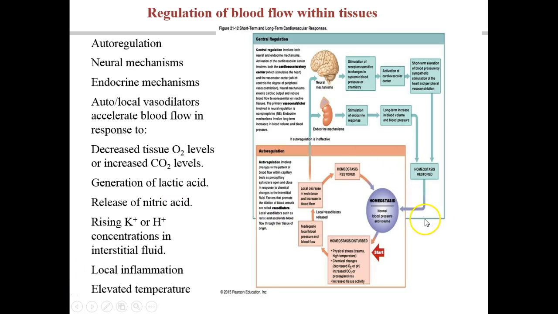So we'll talk about local regulators first, or local or auto regulation. It's important to understand that auto regulation does not affect cardiac output. It's done by peripheral resistance, so it's done locally, not globally. So peripheral resistance is adjusted, but cardiac output isn't adjusted.